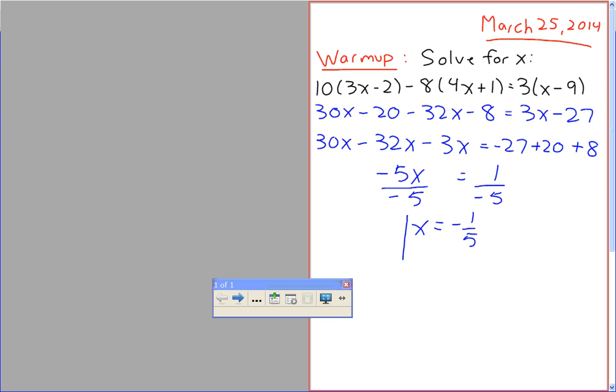Now, please, for tomorrow, I will remind you of this on the test tomorrow. I will leave your answers in fractional form. If you tell me that's -0.2, you will lose half a mark. So leave it as a fraction, please.